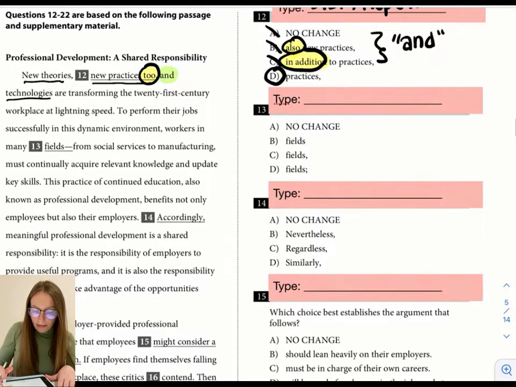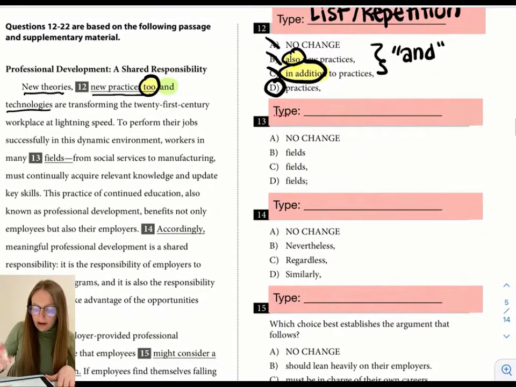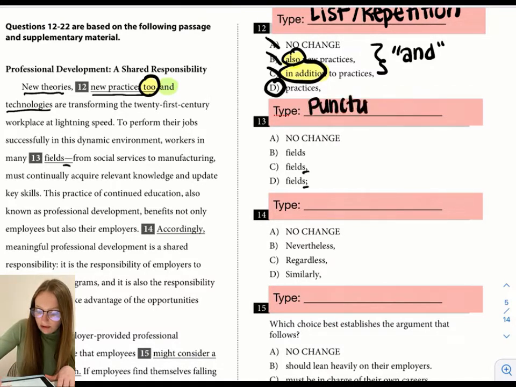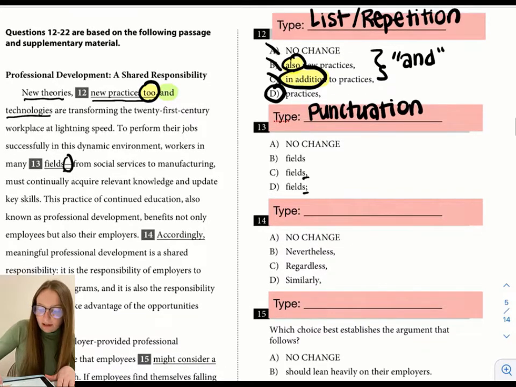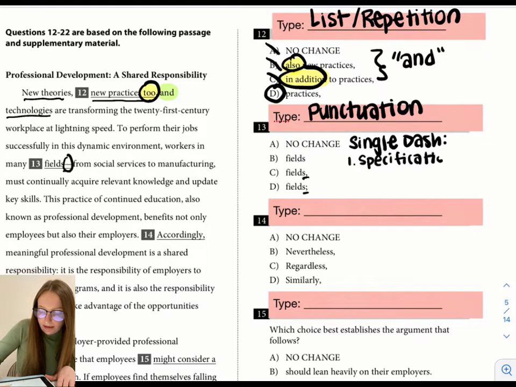Alrighty, looking at number 13, this is looking at the choices. I can see the punctuation is the thing that's changing here. So this is going to be a punctuation question. So let's talk about what the different pieces of punctuation do. What we can do with a dash, a single dash right here in choice A, a single dash has 2 main functions. The first of which is specification, and the second of which is emphasis.